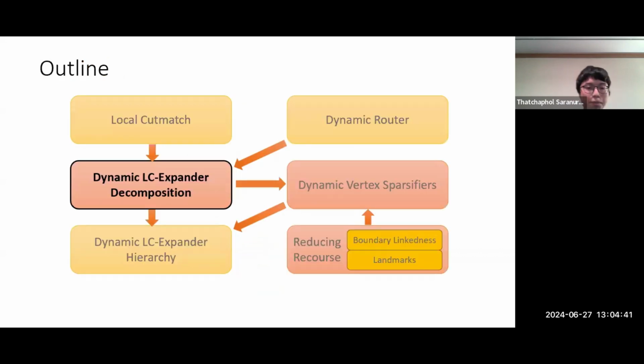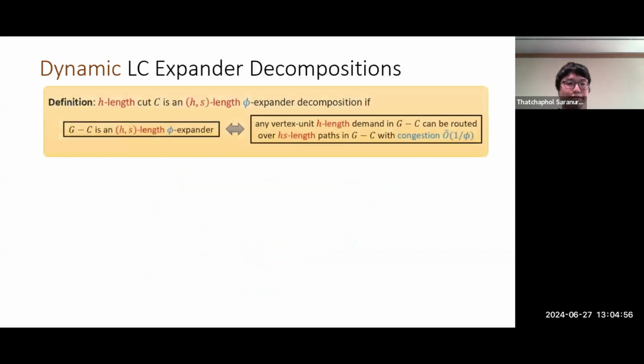And with these two subroutines, local cut match and dynamic routers, we can finally see how we design the efficient dynamic length constraint expander decomposition algorithm. And again, we recap the definition of HS length expander decompositions. So an HS length expander decomposition is roughly just an H length moving cut C, such that after you apply this cut C on the original graph, G minus C now becomes a length constraint expander.